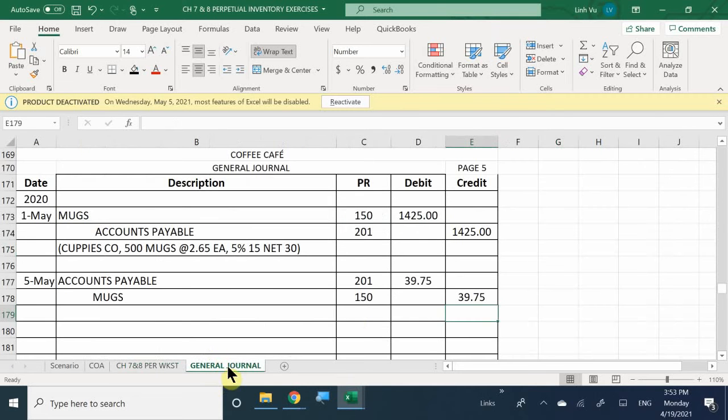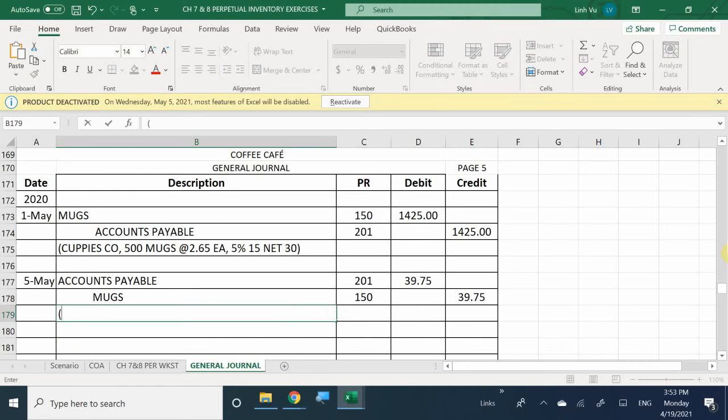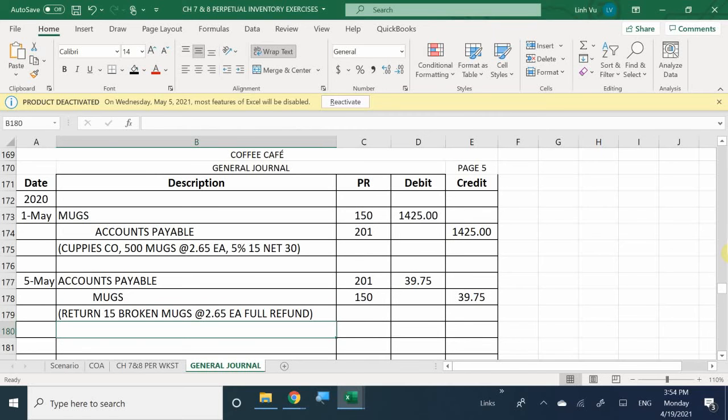So back to our journal, right? We returned $39.75 worth of our mugs. And of course, I'm also going to make a note here, okay? I'm going to say return 15 broken mugs at $2.65 each, full refund. So that makes a note right there that I ended up returning 15 of the broken mugs and I got a full refund for it.